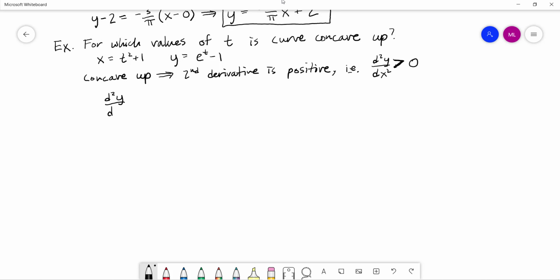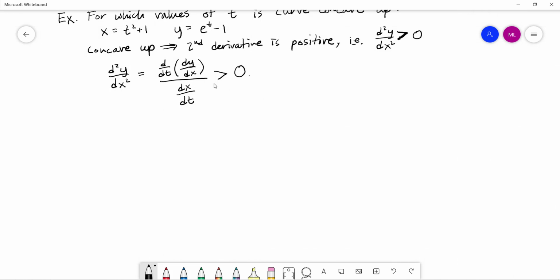We already said that d squared y dx squared is going to be equal to d dt of dy dx divided by dx dt. And again, we want that to be greater than 0. So let's start by finding dy dx. Along the way, that'll require us to find dx dt. And we can plug this in and find this second derivative. So the first thing I want is dy dt. Then I'll get dx dt. And then we'll put the pieces together to get dy dx and then go from there.